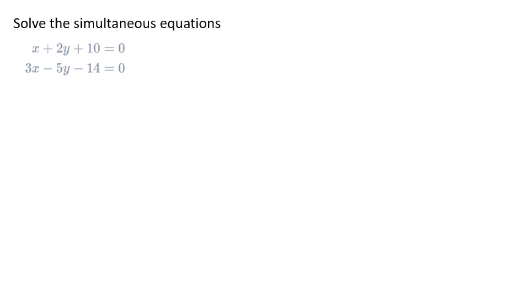Okay, so looking at one more, which is slightly more complicated, only requires one extra step. So we need to start looking at the fact that we've got the x's, the y's, and a value on the left-hand side. So we need to get the number on its own onto the right-hand side. So that would just be x plus 2y equals negative 10. And that would be 3x take 5y equals 14.